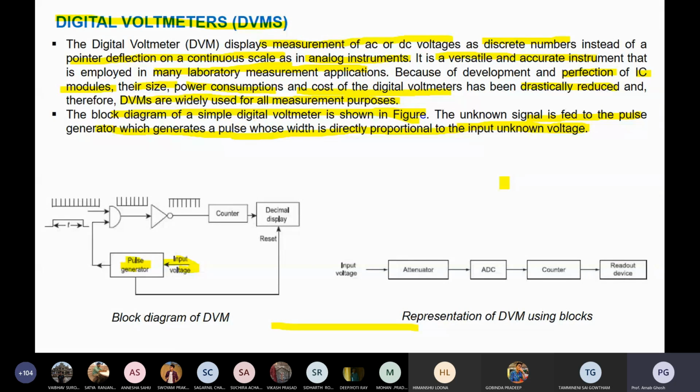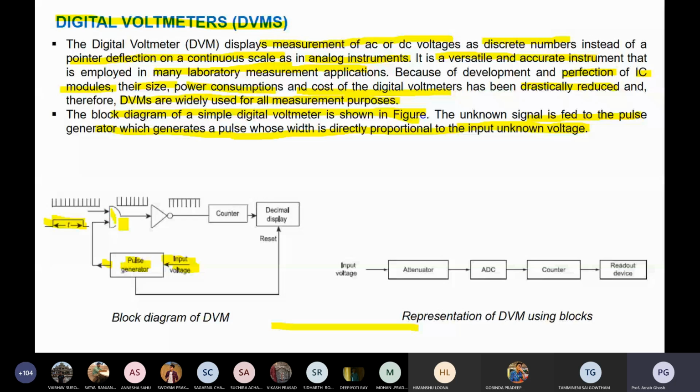Here you can see some unknown input voltage is given to the pulse generator. After getting that unknown voltage, the pulse generator will generate some pulse. Then that pulse goes to an AND gate. That is multiplied with the other signal, like the monoshot: very high frequency signals, but with regular intervals, and it looks like an impulse signal.